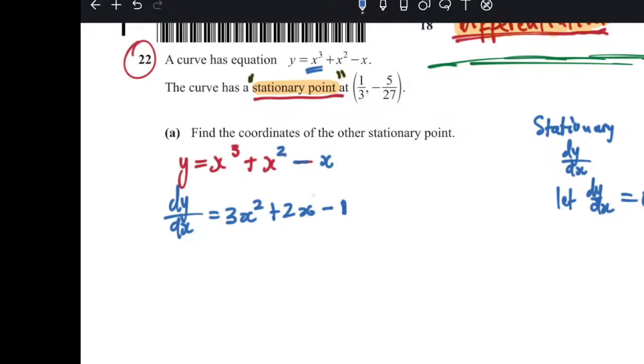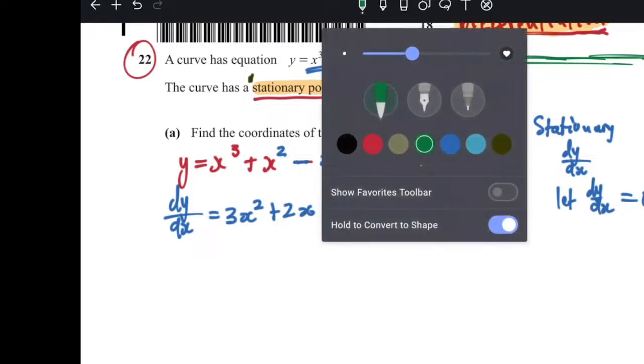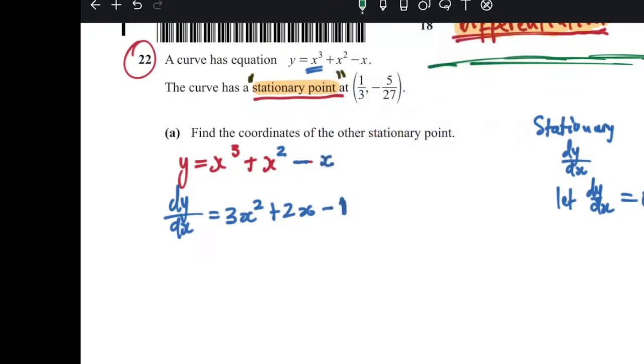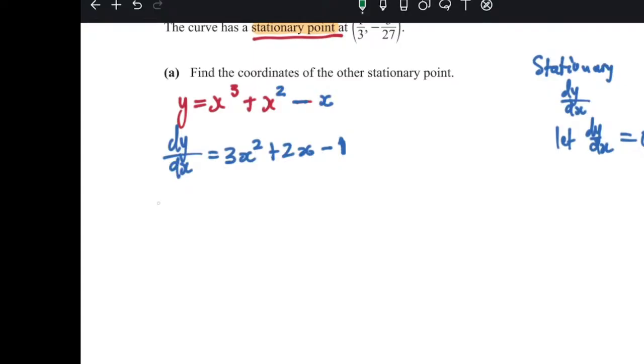It becomes x to the 1. Then the derivative of x is just 1. But if it was 2x, the derivative of 2x is 2. 3x is 3. Negative 5x is negative 5. 7x is 7. But the derivative of just an x is 1. So this is what it is. Don't forget. Don't let me down. Now we have found our dy dx. Well done. I'm happy. Next.